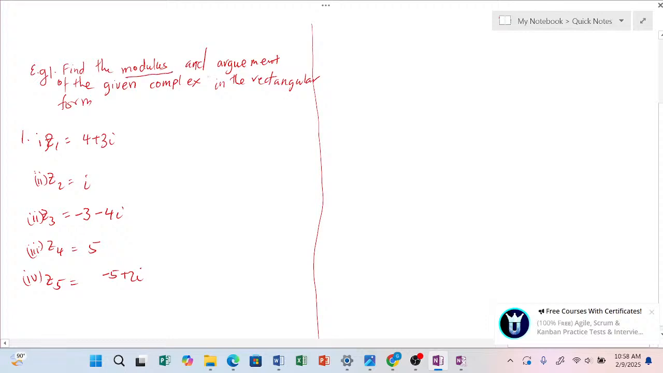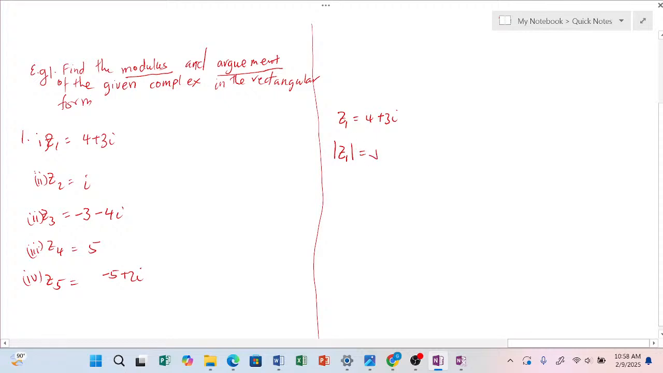So they are asked to find their modulus and argument. The first one, Z1, we have 4 plus 3i. So the modulus, that is the length of Z1, is equal to square root of 4, the real part squared, plus the imaginary part, I take only the number without the i, squared. That is going to give me square root of 16 plus 9, and that is square root of 25, and that is 5 units.